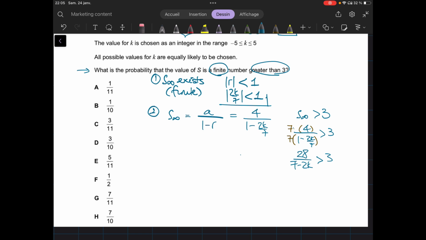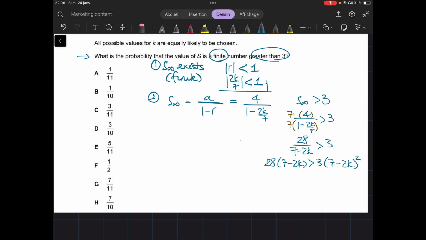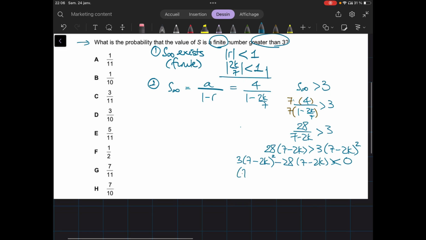Now we need to solve this inequality. Since we do not yet know the sign of 7 minus 2k, we are going to multiply both sides with 7 minus 2k squared, because a squared number is not negative, because we're all talking real numbers here. Shove everything to one side. Factor it out.